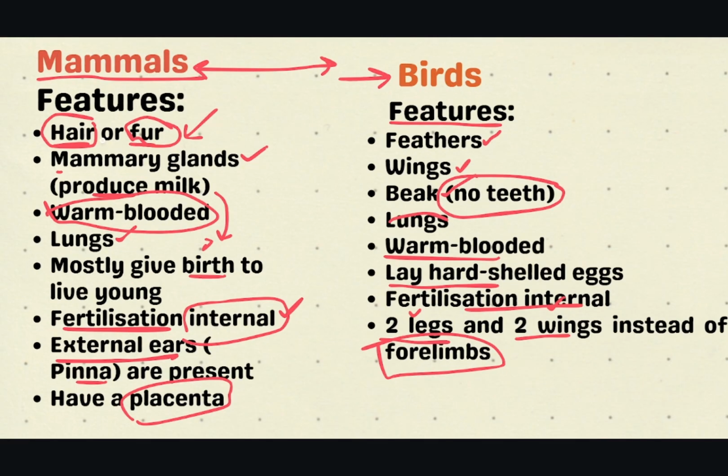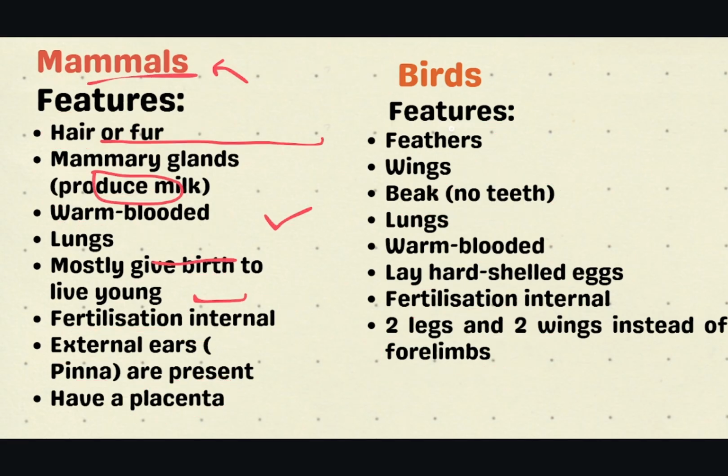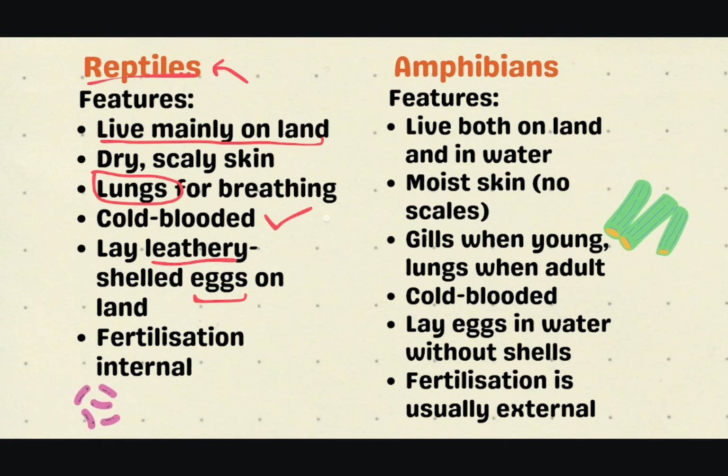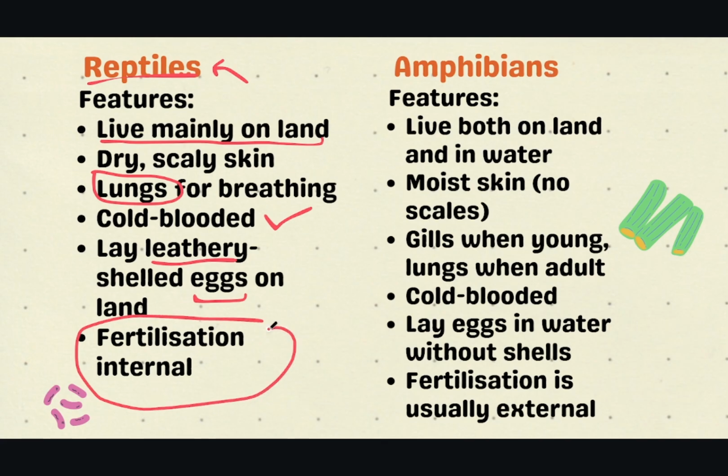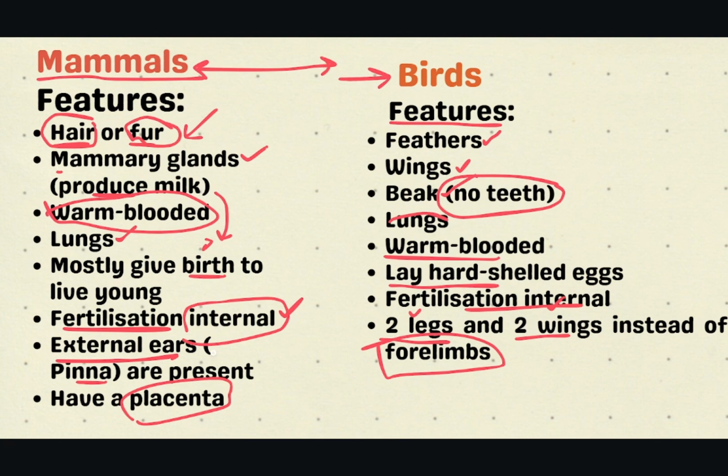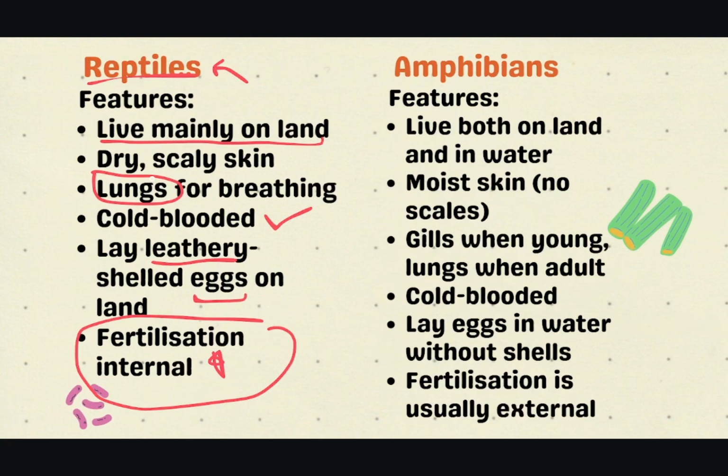So we have seen so far that for mammals, birds, and reptiles, all of their fertilization is actually internal. This is a feature that all of these organisms share. And also lungs. Lungs is also a feature that they're all sharing over here. So these are the two features that they are sharing. Now moving ahead towards amphibians.